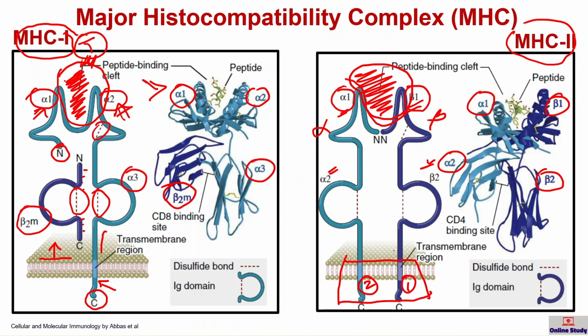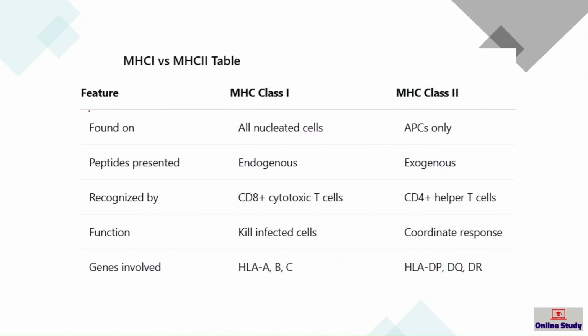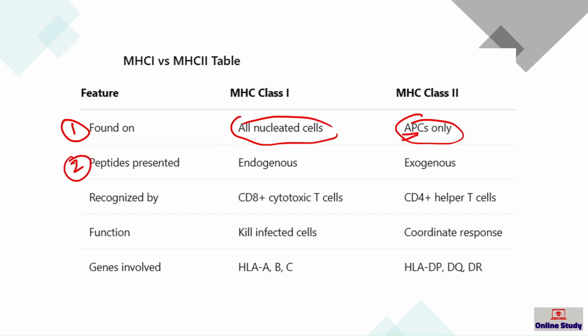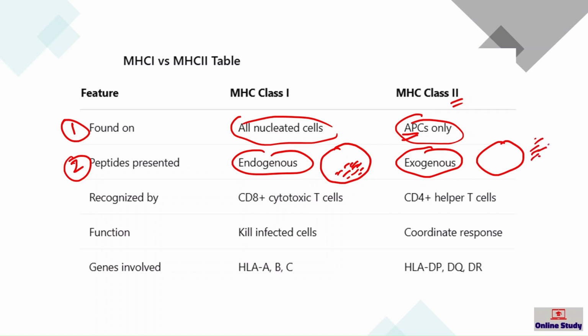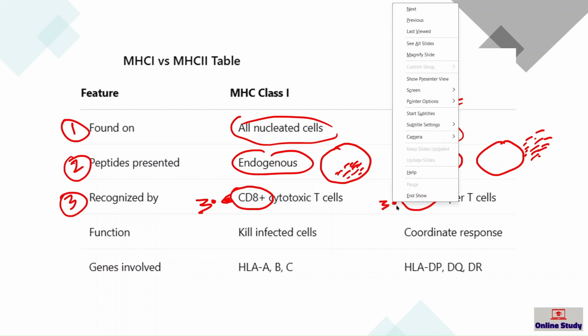There are some specific features of the MHC1 and MHC2. First of all, MHC1 is found in all nucleated cells, but MHC2 is only found in the antigen presenting cells. In terms of peptide presentation, MHC1 presents the endogenous, or inside the cell, peptide, and MHC2 presents the exogenous, or outside the cell, peptides. Who recognizes the MHC? The CD8 cytotoxic T cell recognizes the MHC1 in addition to the peptide. On the other hand, the CD4 T cell recognizes the MHC2 in addition to the peptide.